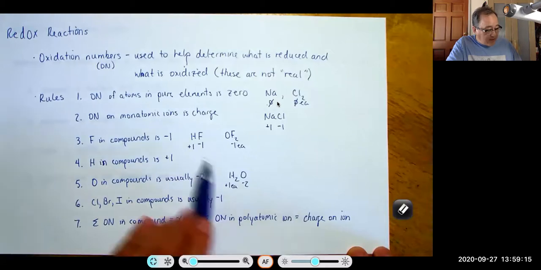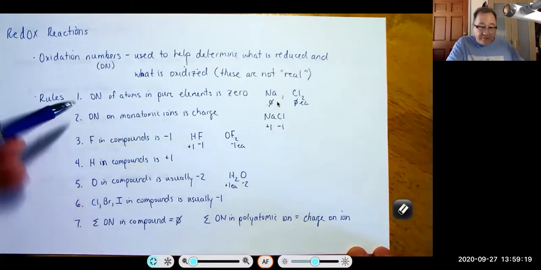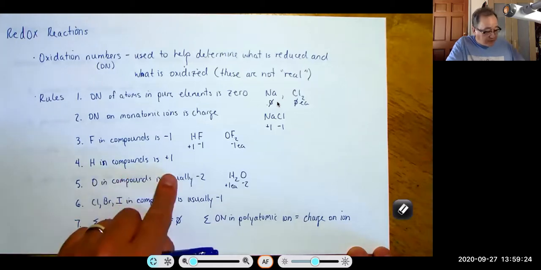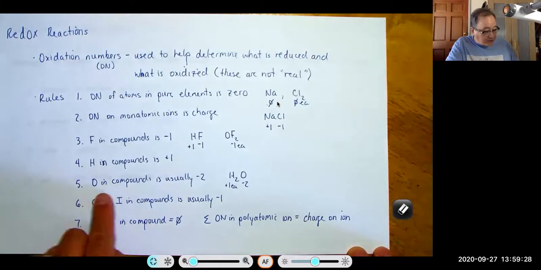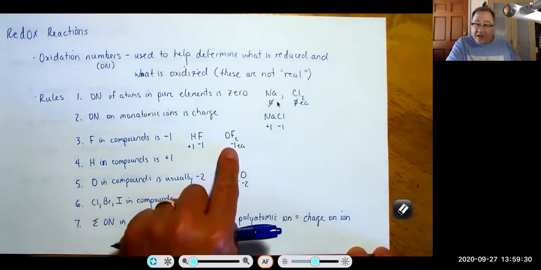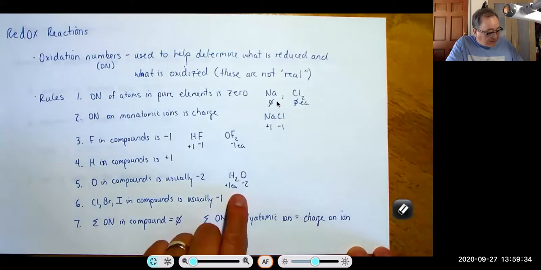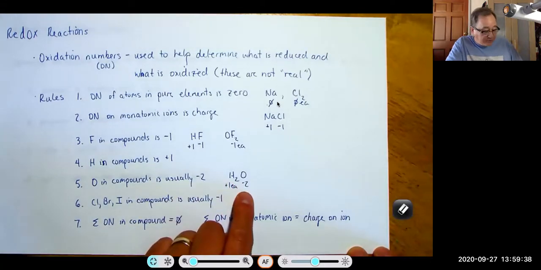Now, you might wonder, why did I put a +1 here? And the answer is, well, the next rule, and these are kind of in order of importance. The hydrogen in compounds is +1, so this is a +1. Oxygen in compounds is usually a -2. It's not a -2 here. Here, if we take a look, this is H2O. The oxygen's a -2. The hydrogen is a +1 each.